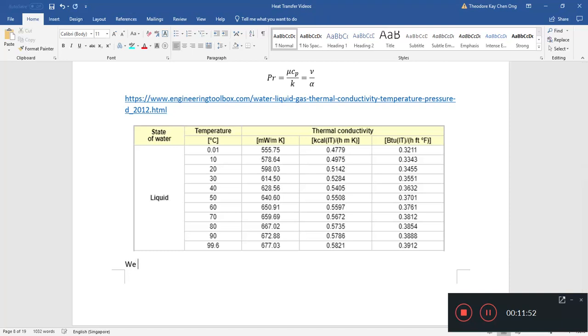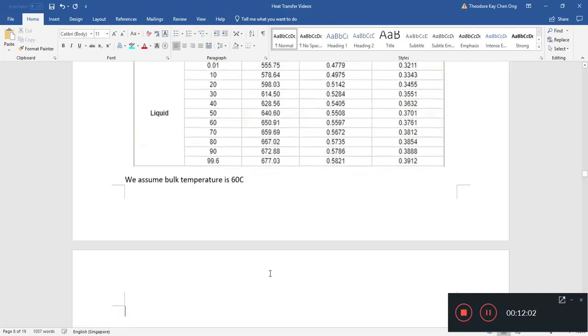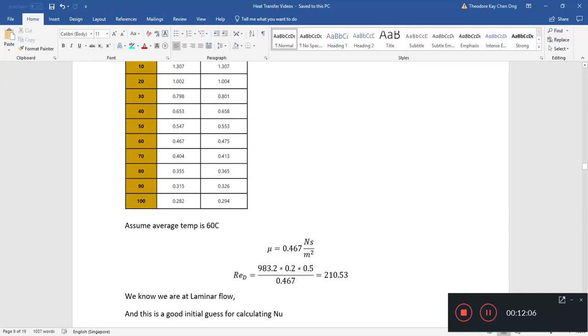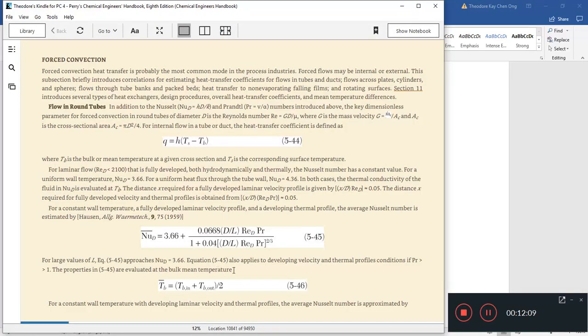Okay, so we assume a temperature. Well, the temperature at which we want to evaluate the Prandtl number is 60 degrees C. Now, of course, you might be asking, am I picking this arbitrarily? Yes, I am, but there's a logic to it.